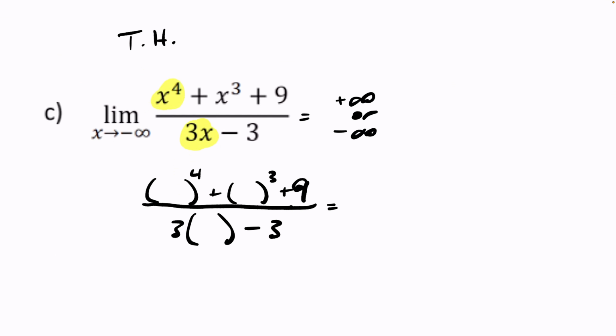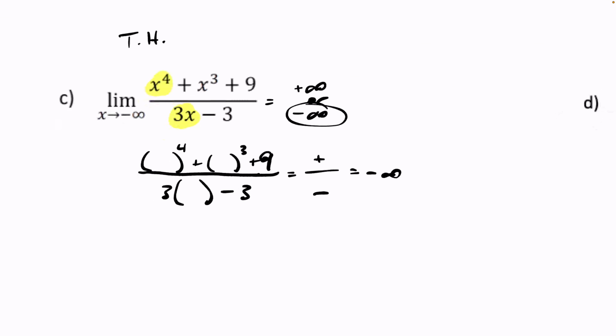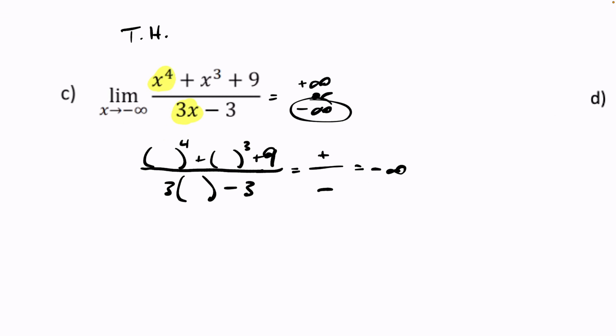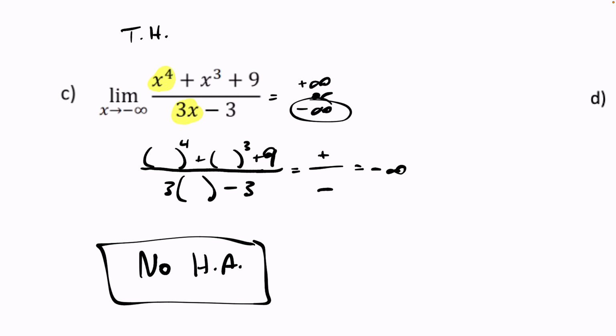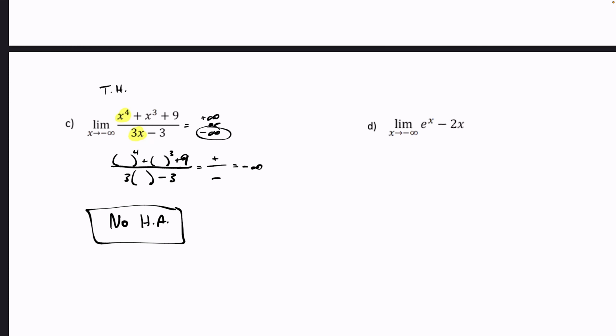Okay, let's do that to the bottom now. That big number you have, that negative big number, if I multiply it times 3, would it be positive or negative? Negative. And then I subtract 3, it's still going to be negative, right? So when you divide a positive by a negative, what do you get? So that means our answer is going to be negative infinity. What about horizontal asymptotes, though? What did it say about horizontal asymptotes? There's none. No horizontal asymptotes. We don't even have to check.